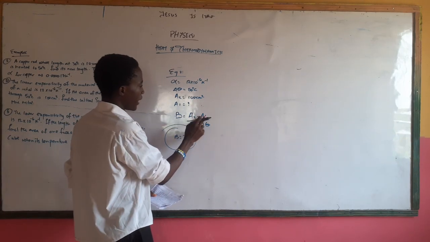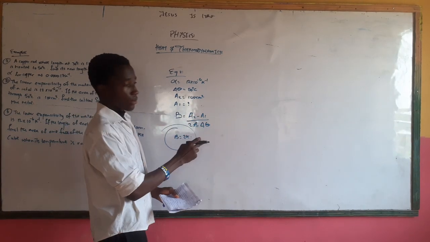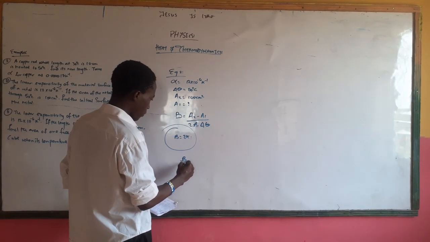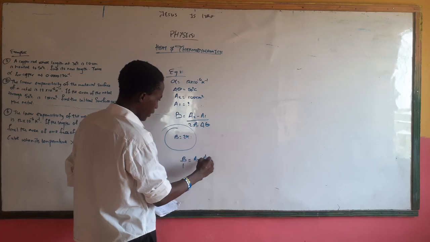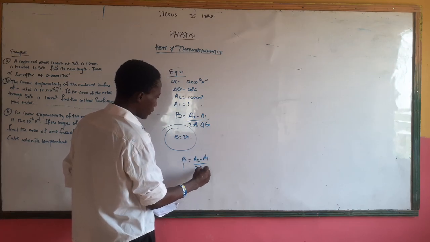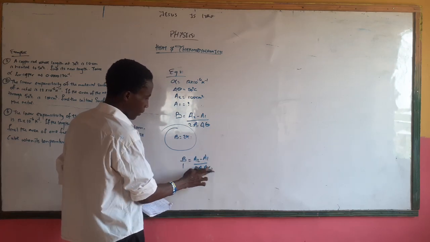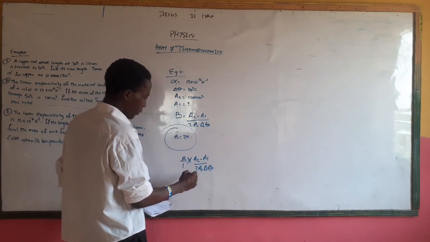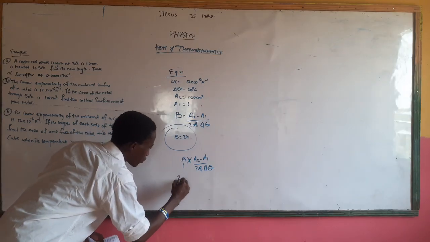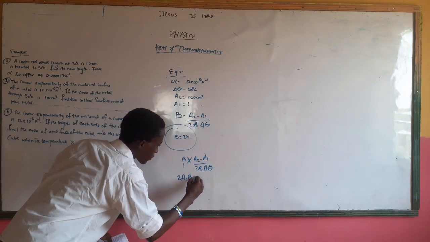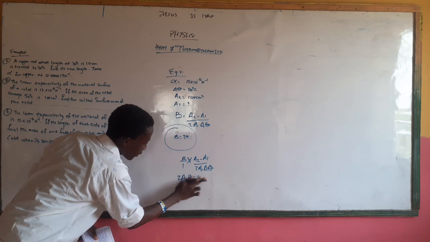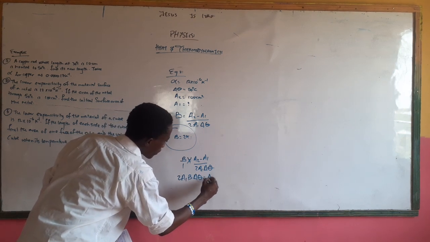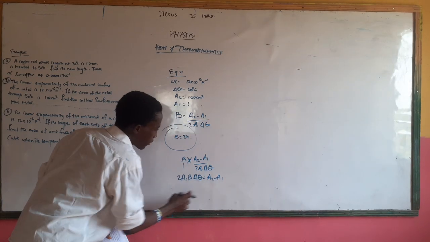So I'm looking for A1. Let's make A1 the subject of the formula here. So let's continue from here. We have beta over 1 equals A2 minus A1 over 2A1 change in theta. So we're going to cross multiply. So we have 2A1 beta change in theta is equal to what? A2 minus A1. So we're going to bring this to this side.